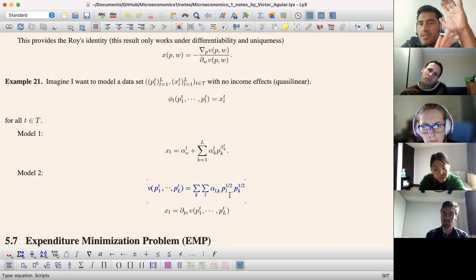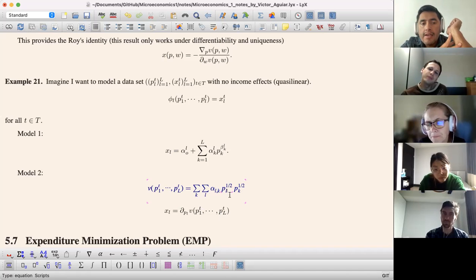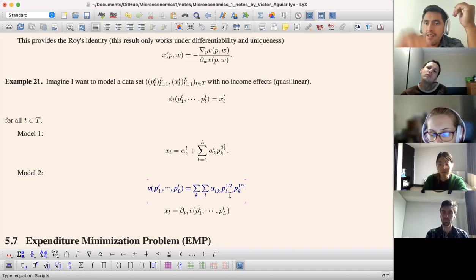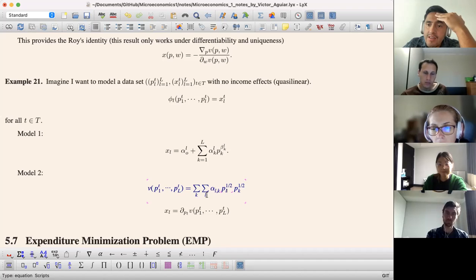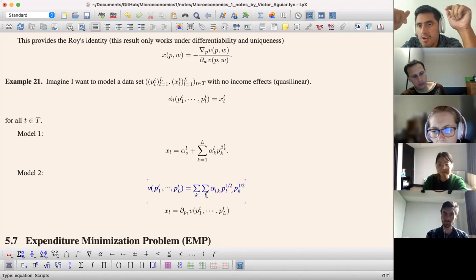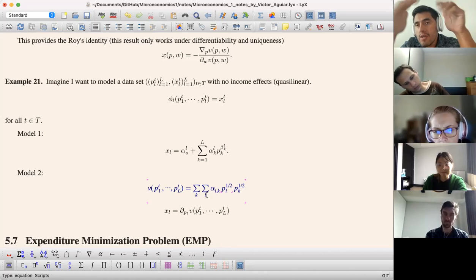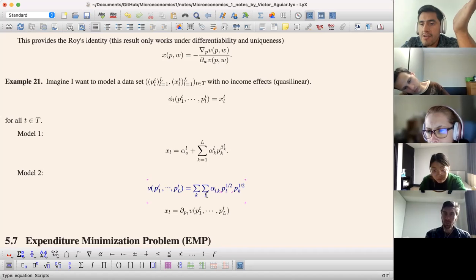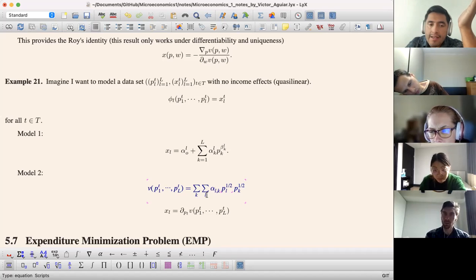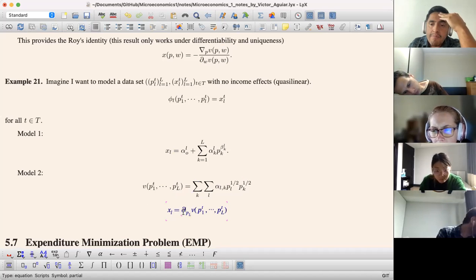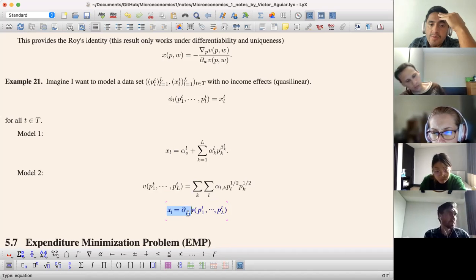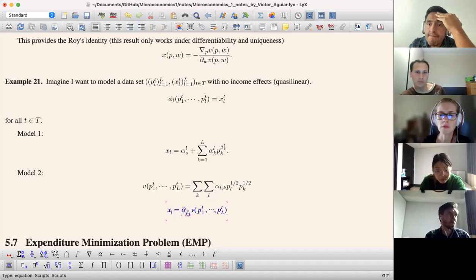But what I want you to see in this even very simple model is that now I can use the magic of Roy's identity. So take the indirect utility, right? And remember that because I'm fixing income to 1, the marginal utility of income is 1. So here it doesn't play any role, right? So the only thing that matters here is that XL is equal to the partial derivative of this polynomial indirect utility model with respect to PL, okay?